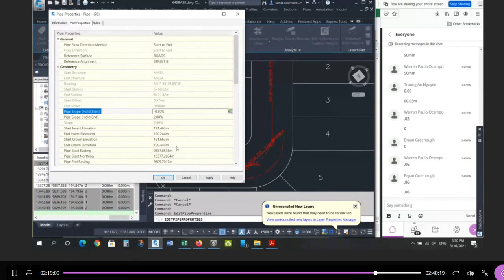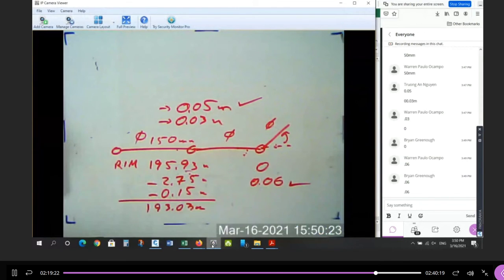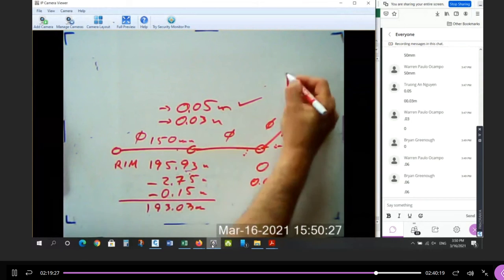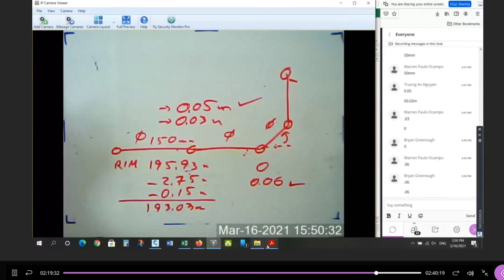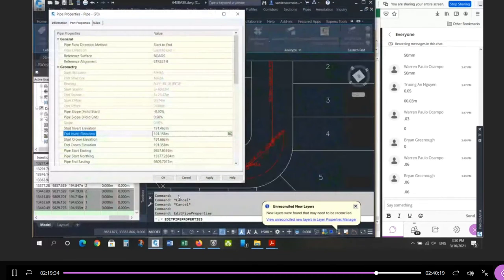Minus 0.5, hold the start. It's going to keep that. It's going to change this. And there is the invert of the next pipe. 191.158. So let's go back to here. So now I know the invert here. And I'm going to just write that down so I don't get confused. I want to go back to here. The start is 191.158. Okay, I'm going to stop there.